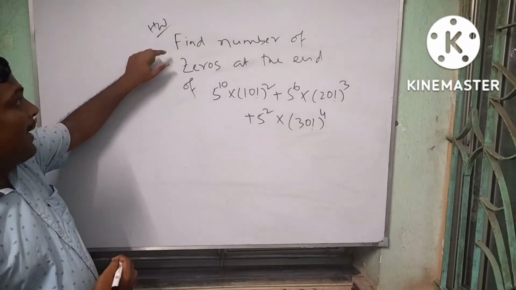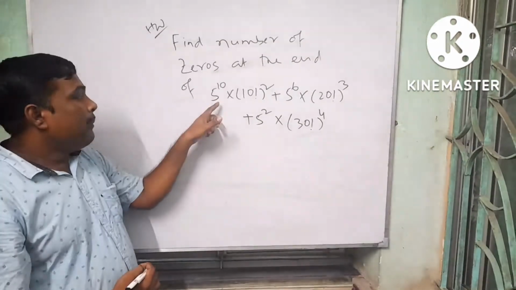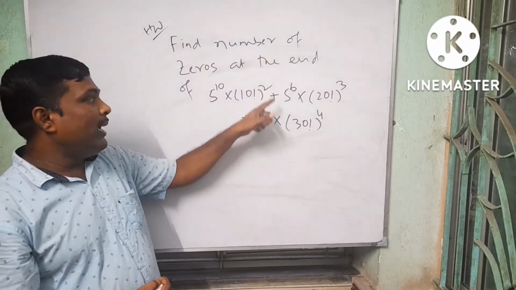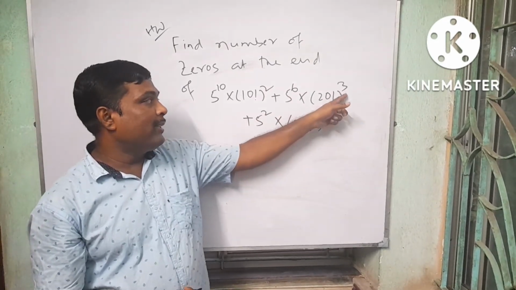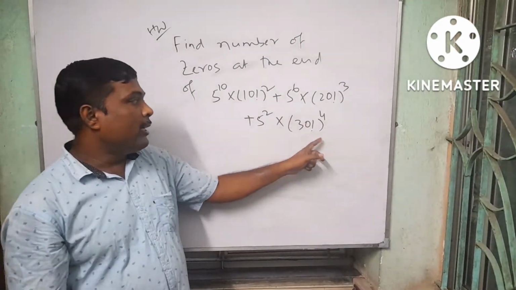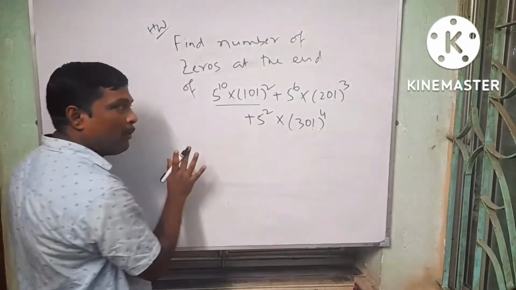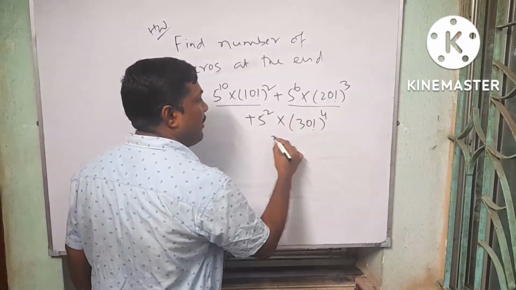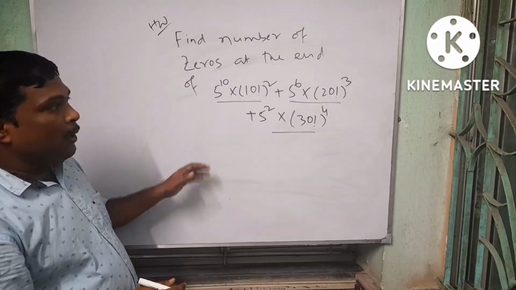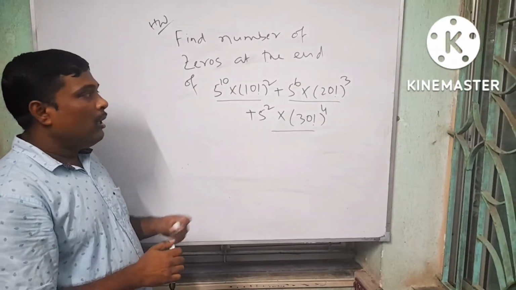Okay, so the question is to find the number of zeros at the end of 5 to the power 10 into 10 factorial square plus 5 to the power 6 into 20 factorial cube plus 5 square into 30 factorial to the power 4. For this, first find the number of zeros for this term, then find the number of zeros here, and here. Okay, you can solve this problem. If you are unable to solve it, I can solve it.